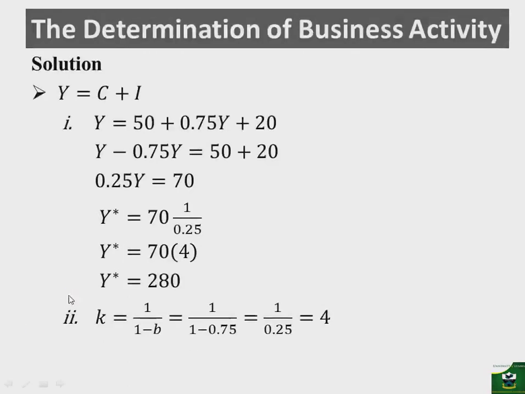The second question was asking us to find the size of the multiplier. So by definition, the multiplier is equal to 1 divided by 1 minus b. And if you put b here, which is the marginal propensity to consume of 0.75, we will have 1 divided by 1 minus 0.75, which is 1 divided by 0.25, and you'll get 4. And this 4 is the investment multiplier.